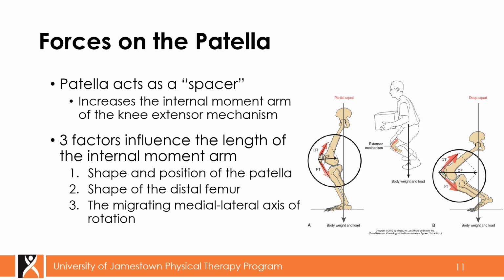One way you can think of the patella is that it acts as a spacer. It increases the internal moment arm of the knee extensor mechanism. And there's three factors that influence the length of the internal moment arm: the shape and position of the patella, the shape of the distal femur, and the migrating medial lateral axis of rotation.